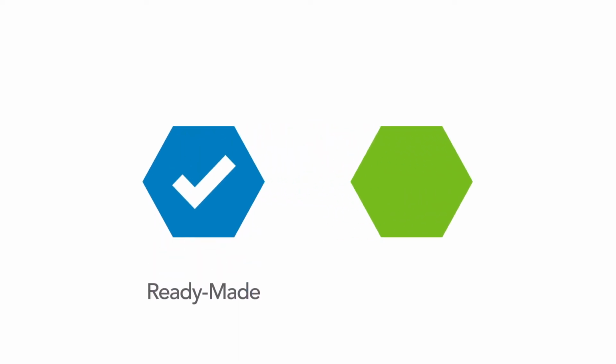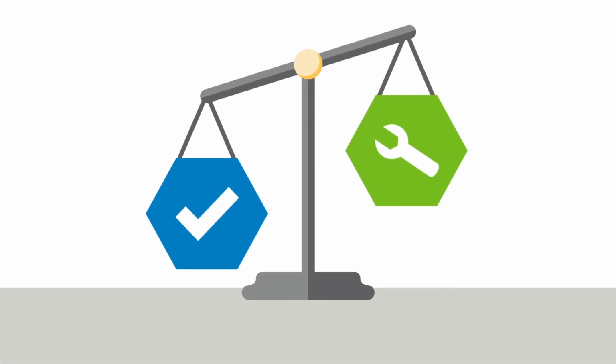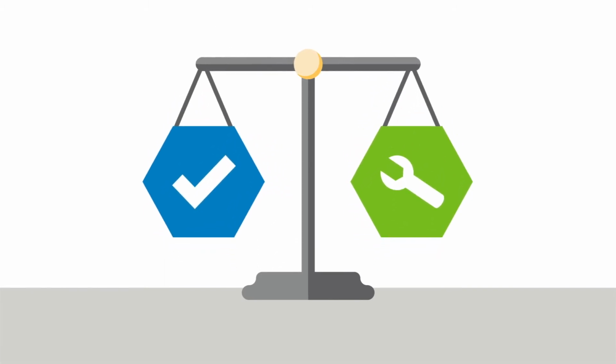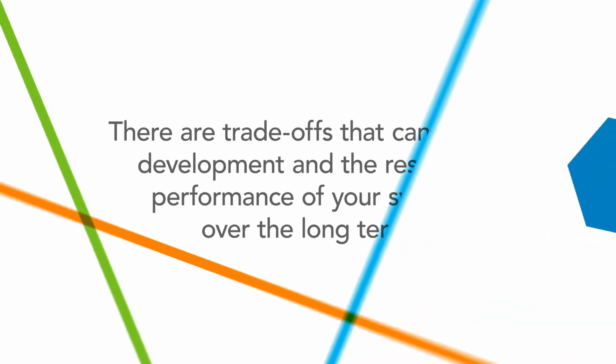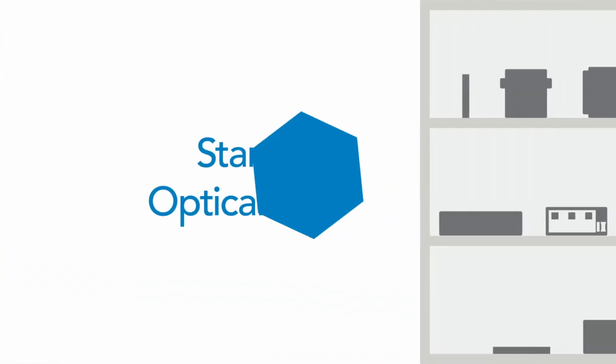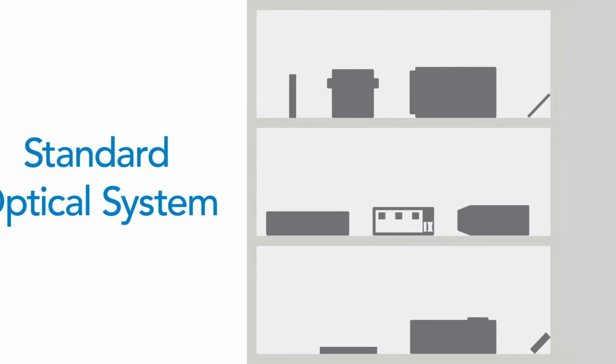Deciding when to use ready-made or customized parts is a big part of that decision. While some applications are suited for ready-made parts, there are trade-offs that can hinder development and the resulting performance of your system over the long term. Let's look at an example scenario where an optical system was built in-house using mostly standard off-the-shelf parts.